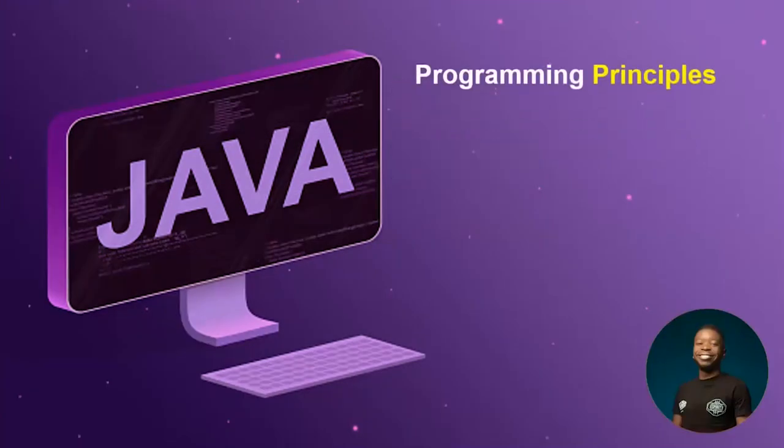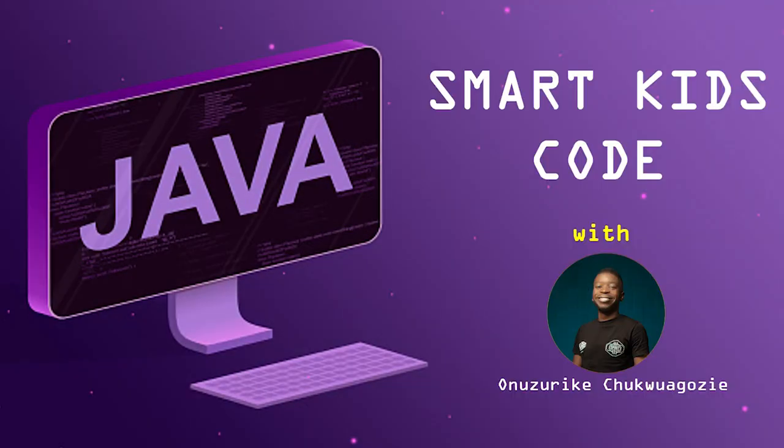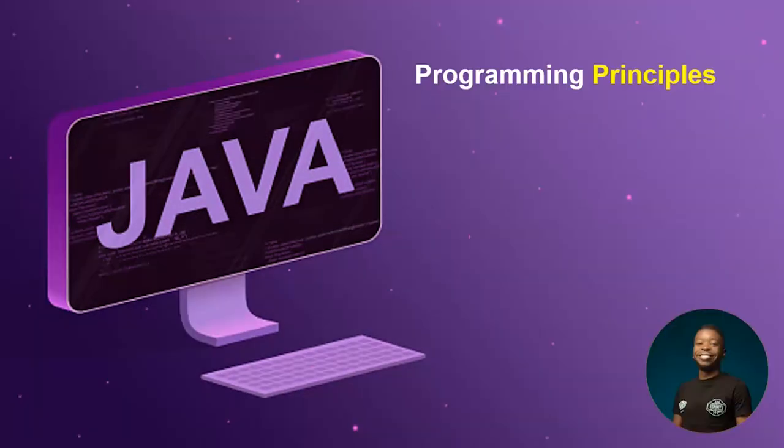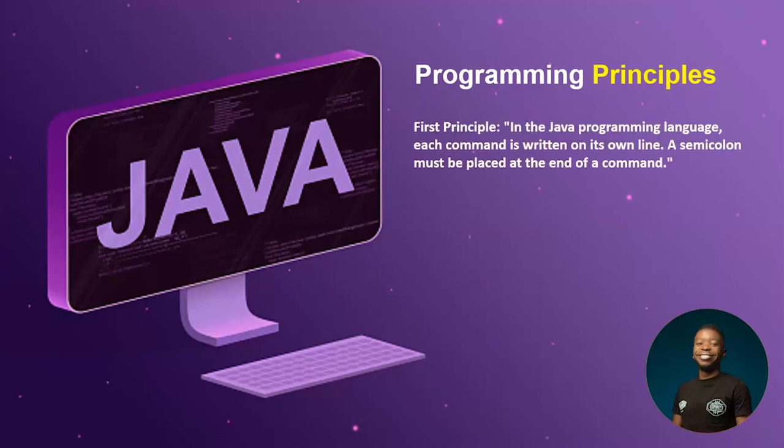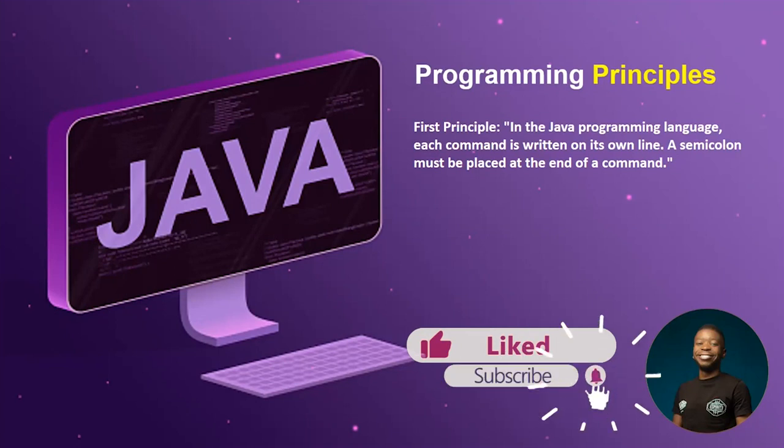All right. So we have programming principles that I want to look at. Whenever you hear programming principle, that means there are principles that govern how something works. Okay? So knowing a couple of principles can replace knowledge of many facts. So the first programming principle says that in the Java programming language, each command is written on its own line.